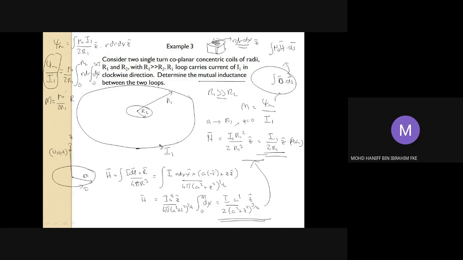I'm going to have mu naught over 2R1, and integrating r dr gives r squared over 2, so that should be R2 squared divided by 2, and that should be 2 pi. So the pi can be cancelled out, sorry, that should be the cancellation, sorry for this. Let me redo this.